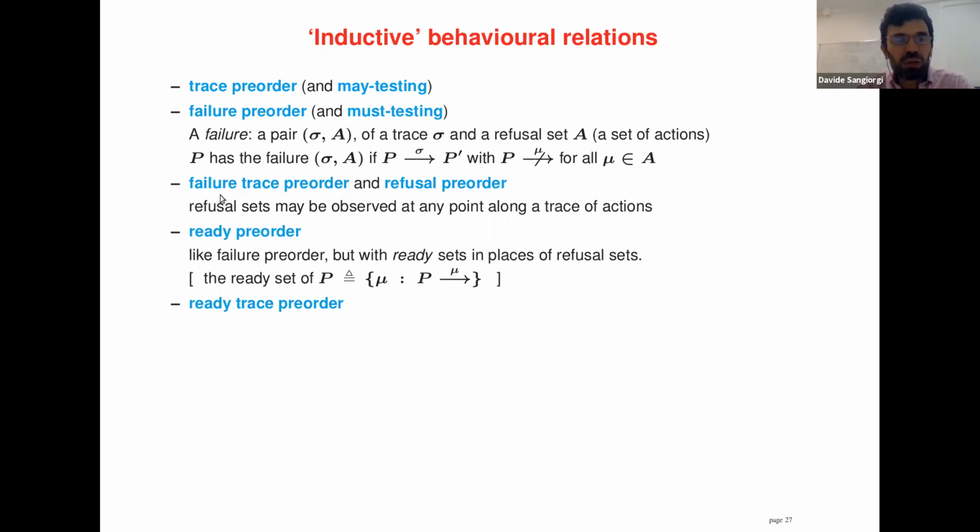Then we find in the literature the failure trace preorder, where refusal sets are observed at any point along a trace of actions. And then we have the ready preorder, which is like the failure preorder, but you observe at the end of a trace the ready set of a process rather than a refusal set. And the ready set of a process is the maximum set of actions that the process can perform. And a little bit surprisingly, perhaps, this is not the same as the failure preorder. And also you can have the ready trace preorder, okay?